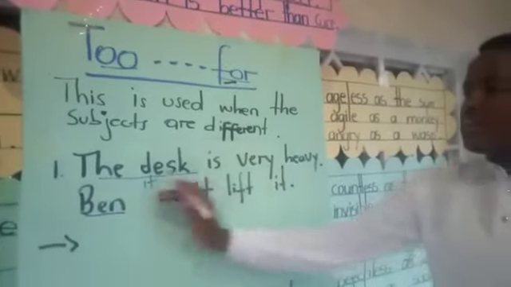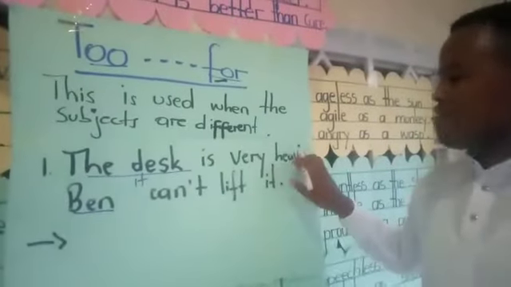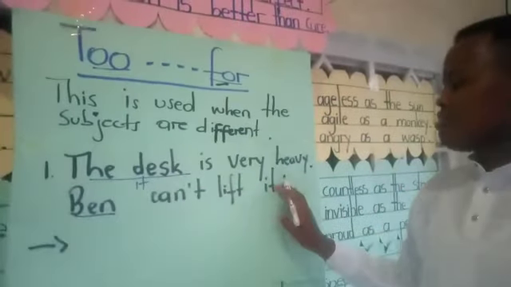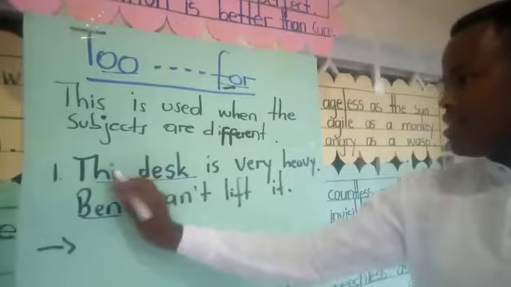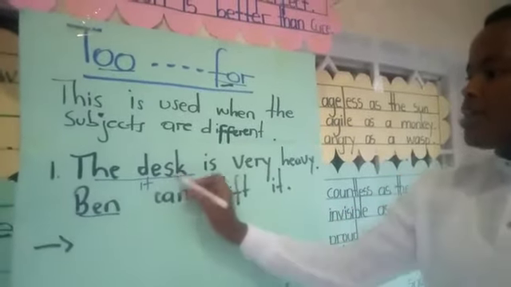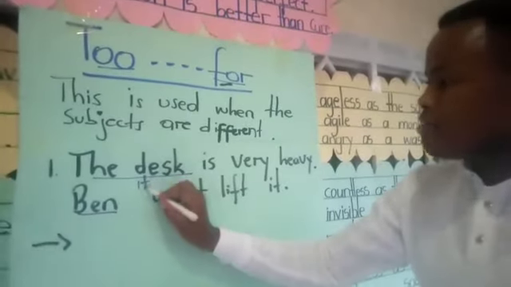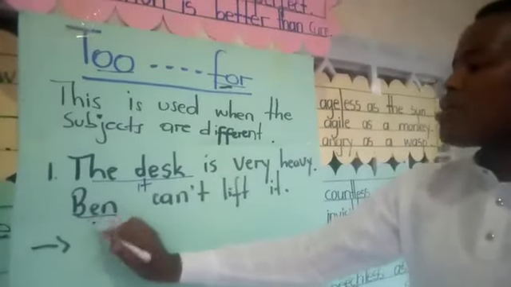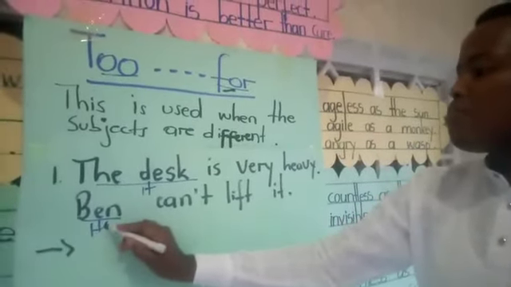You get me? For example, you have the desk is very heavy. Ben can lift it. It means this is the subject, the desk. Also, you have this one here, Ben. This desk can be replaced by the personal pronoun it, and this one can be replaced by he, because Ben is a boy, he's a male person.